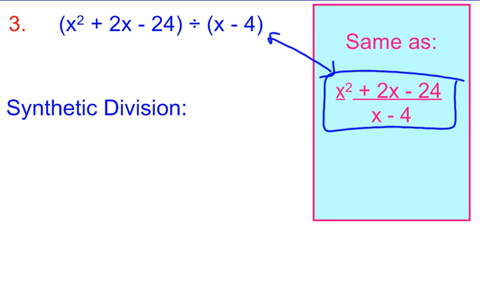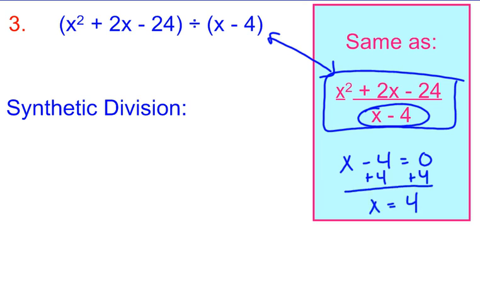The first thing you do for synthetic division is you're going to take what you're dividing by and set it equal to 0 and solve. So x minus 4 equals 0. Add 4 to both sides. So x equals 4. Now, you take that 4 and you're going to put it in a little, I call it a box. It's a half box, a backwards L. I call it a box even though it's not. So that's my term. You can come up with your own term for it if you like. And I'm going to put that there.